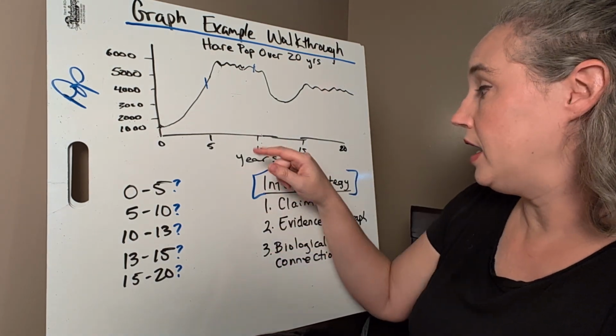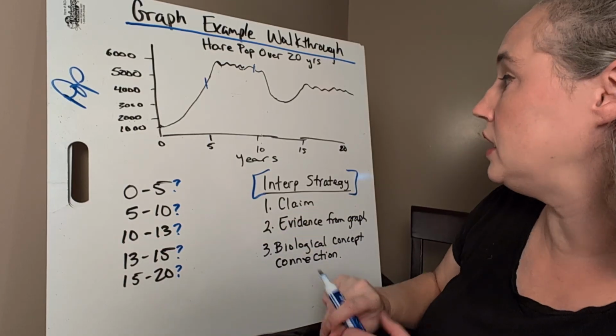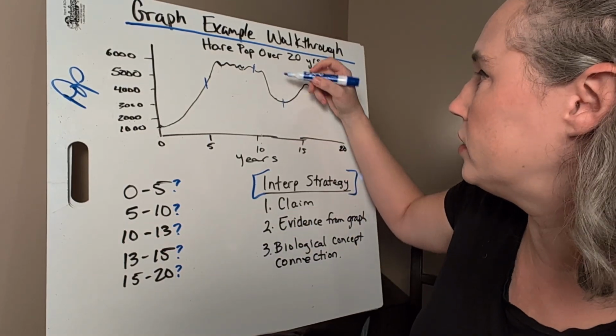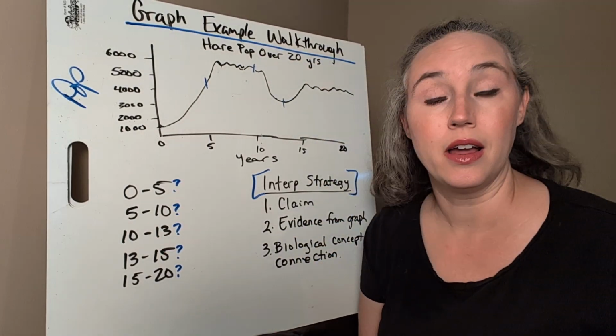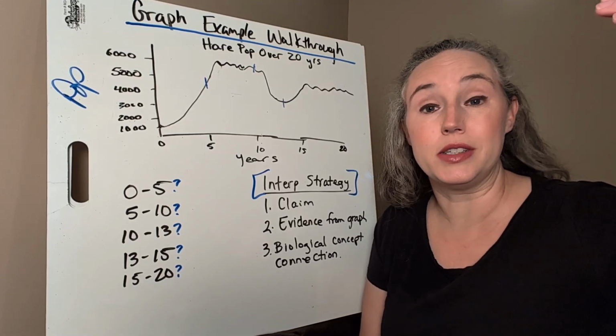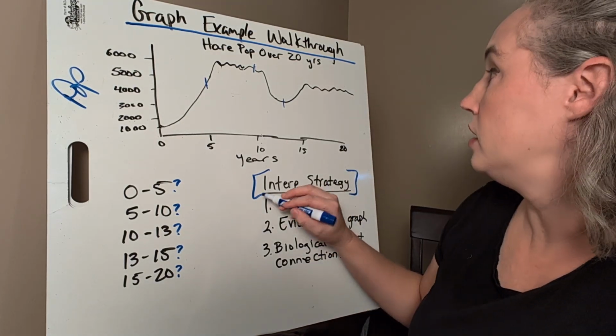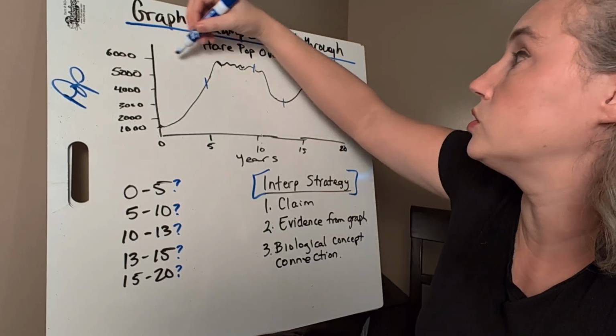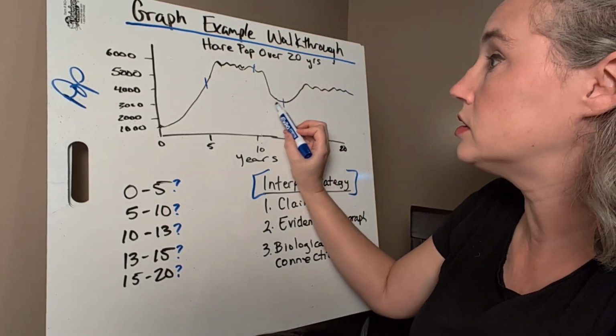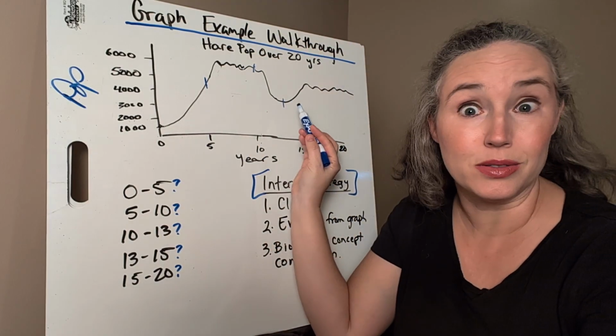Then we could say between 10 and 13. So if 13 is about between here and here, ooh, what are we seeing? We can describe, right? So we see a big decrease, right? Because population goes from about 6,000 to about 3,000.